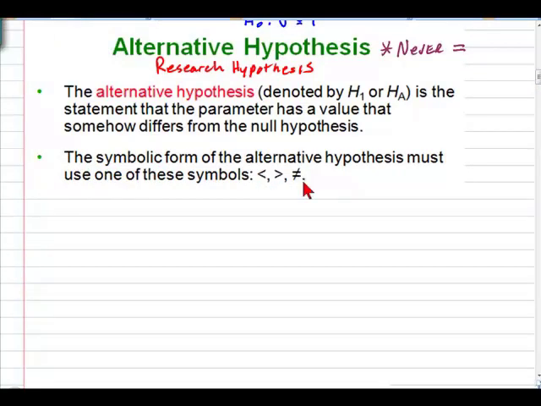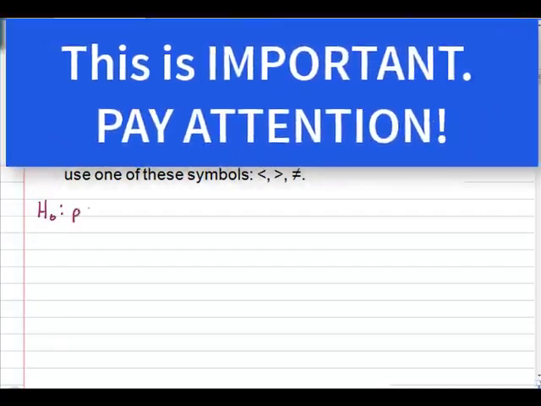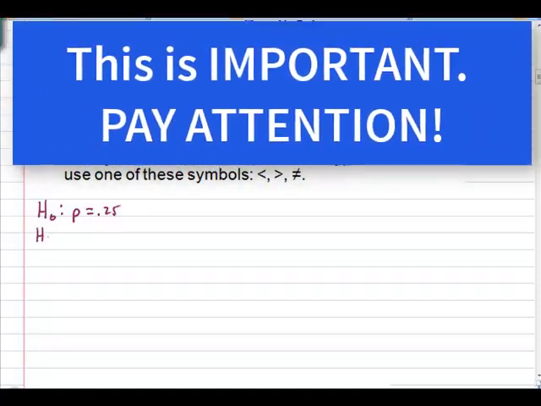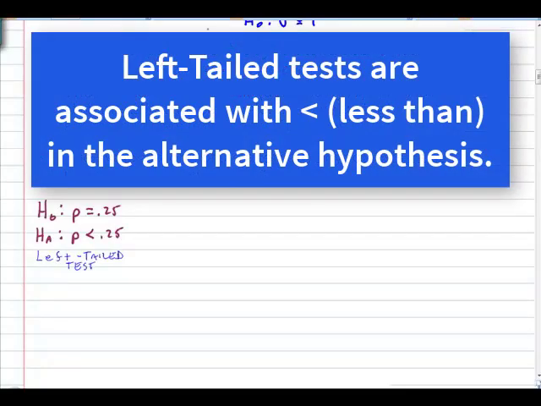Let me show you what the alternative and null together would look like and what this kind of means to us as we go through our process of testing hypotheses. If our null hypothesis is that some proportion is equal to 0.25, then our alternative hypothesis would look like this. Say, p is less than 0.25. That would be an acceptable alternative hypothesis. In this situation, we would call this a left-tailed test.